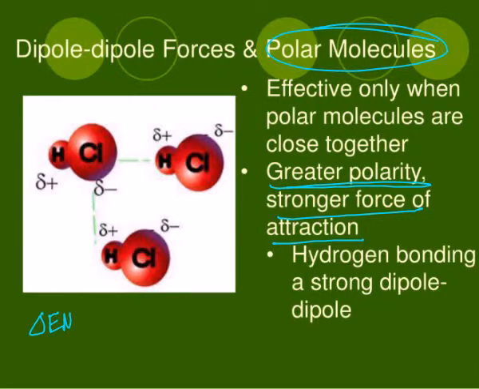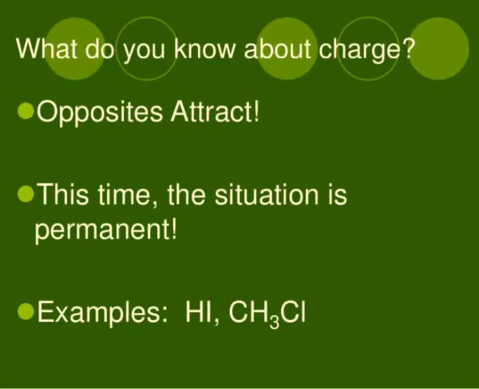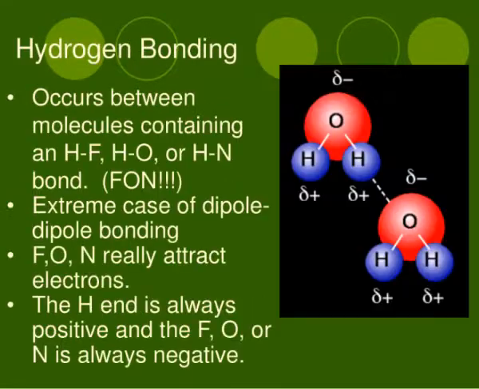Table S in your reference packet. Get those out. The biggest thing, guys, you want to remember about the charge with polar molecules: opposites are going to attract. It's permanent. Some examples are listed next to where it says polar. They're going to attract. So this is not something that's fleeting, which again makes those intermolecular forces stronger because it's always there. You have that unequal distribution of electrons, one pulling harder than the other.